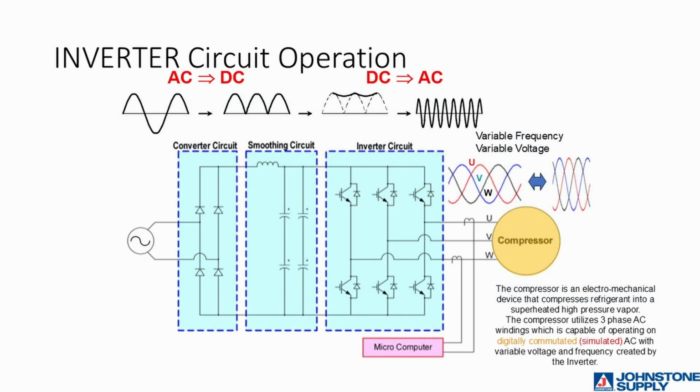You can see the 6 IGBTs on the inverter board. The simulated AC power travels to the compressor on terminal designations U, V, and W. Polarity is important on the 3 compressor terminals, just like any other 3-phase compressor. If the U, V, and W terminals are wired out of phase, the compressor could run backwards.